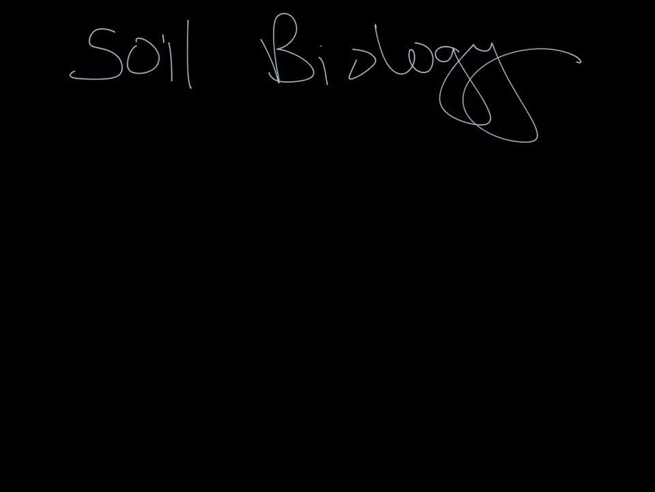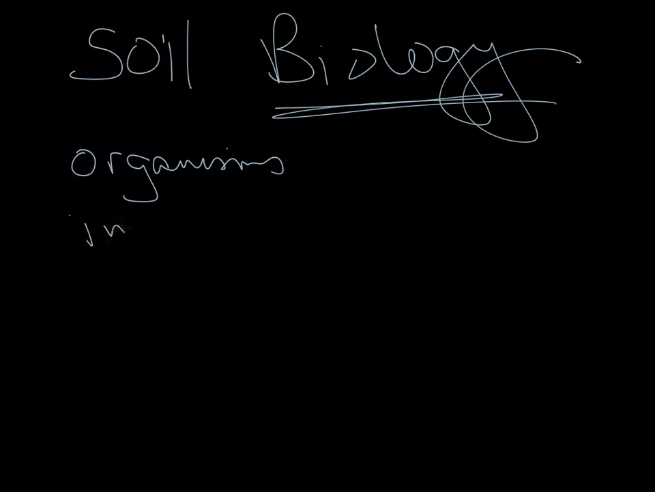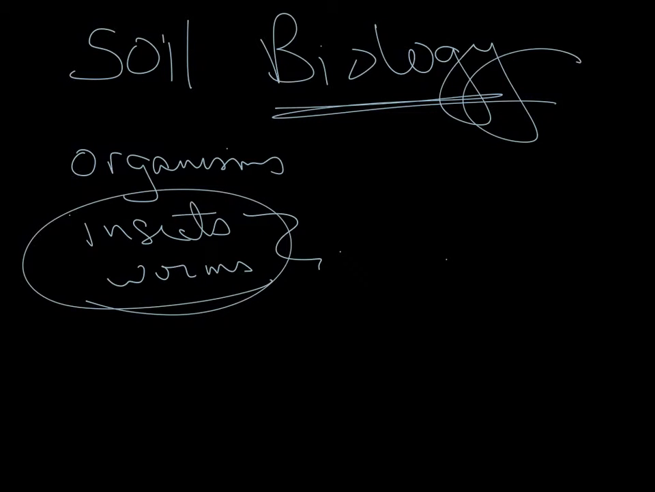Soil biology. Biology means living things. So what are the living things that are in the soil that make the soil a fertile or more functional soil? Biology, there are organisms in there. You have insects, you have worms. All of these organisms are necessary. These are the things that are going to eat and decompose the organic matter and put it back into the soil. So without these, you aren't going to break down that organic matter.